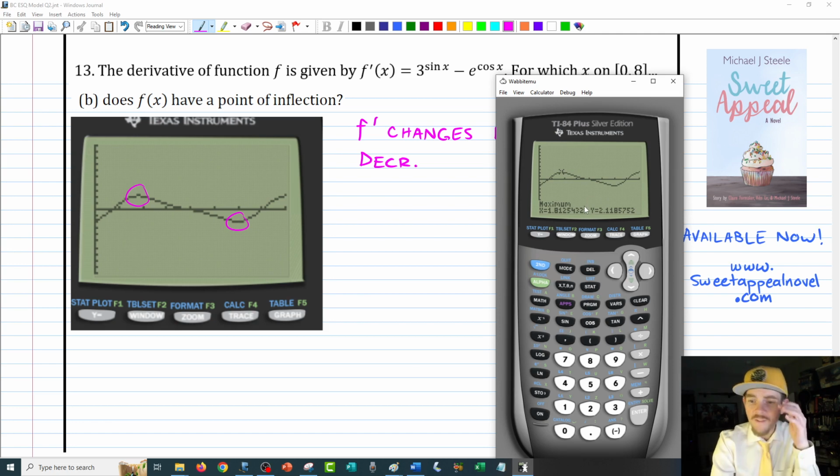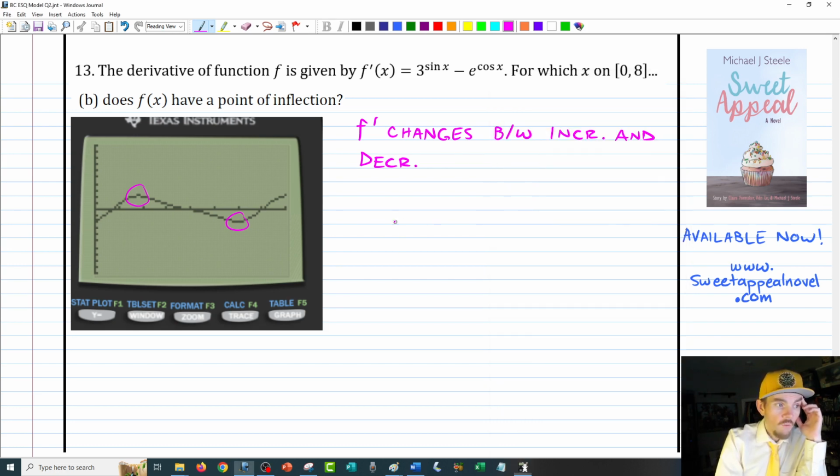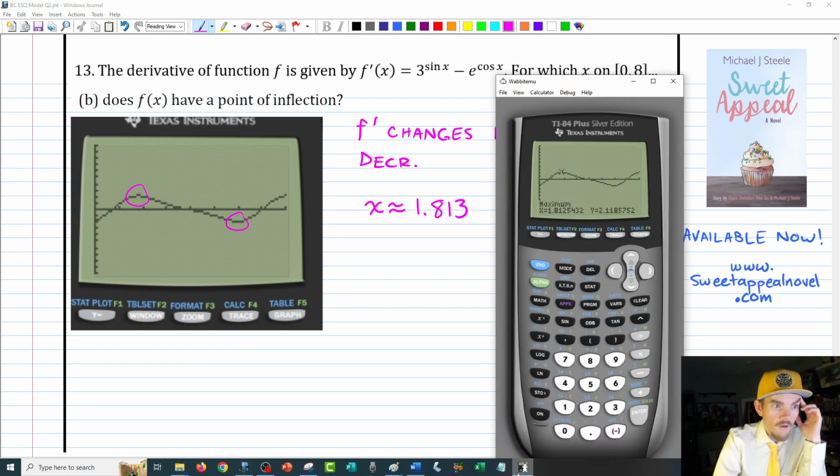I think I was trying to bound the 0. We were looking for a maximum here. Fortunately, we found it. So our maximum of f prime is at 1.813. That is one of our 2 points of inflection. So x is approximately 1.813. And let me make sure I read that correctly off there.